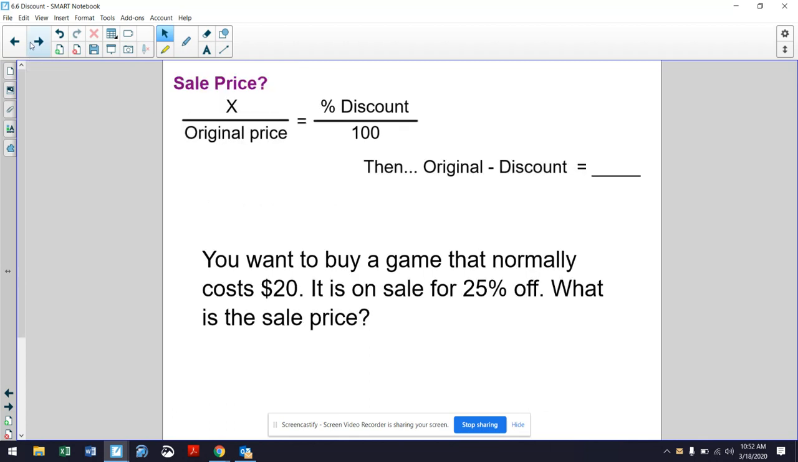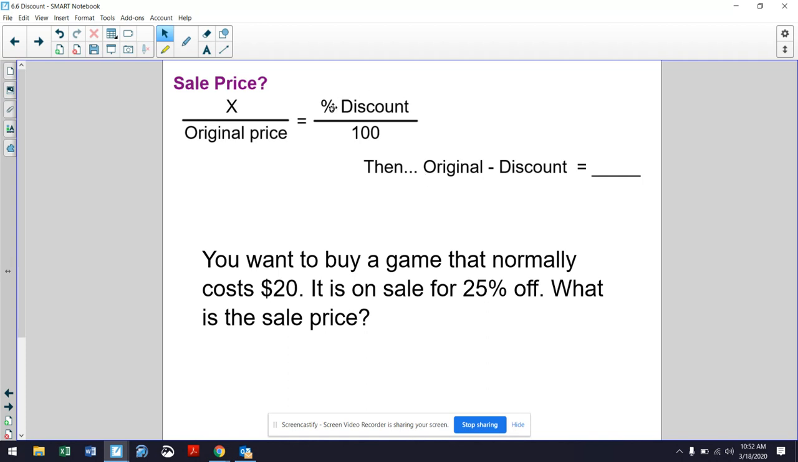Looking at the second formula on that sheet, that's for when you are asked to find the sale price. So if you're asked sale price, you use this formula. So there's actually a couple parts to this one. So this would be an example of you want to buy a game that normally costs $20. It's on sale for 25% off. What is that sale price going to be? So what are you actually going to have to pay if you're getting the game 25% off?